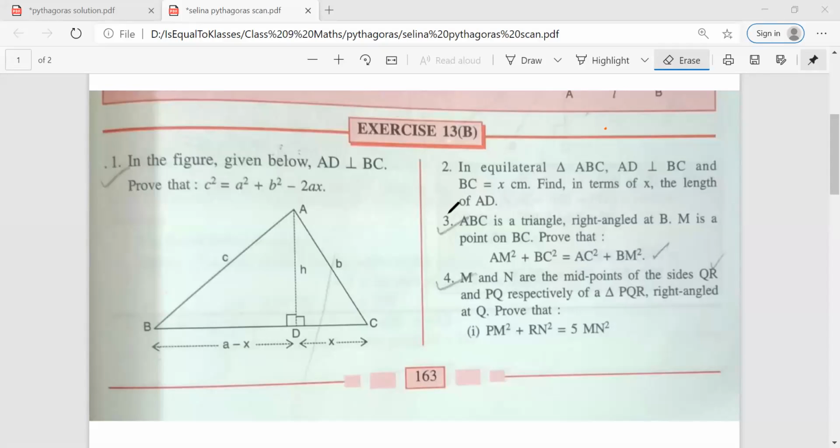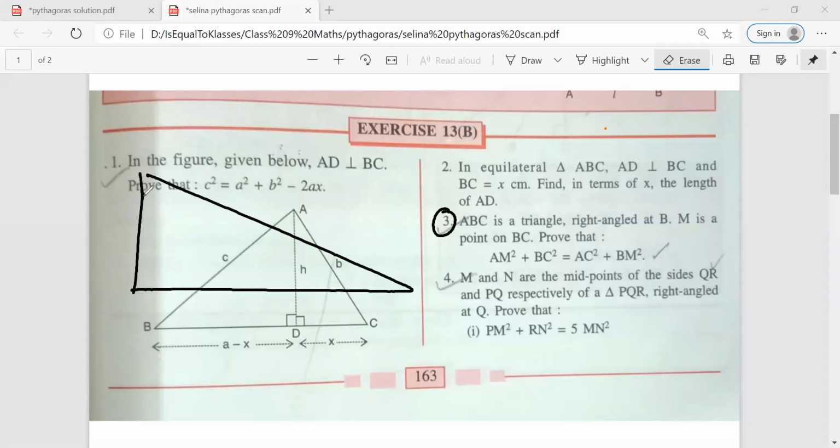In question number 3, Mr. Rudra, ABC is a triangle right angled at B. So always make a rough diagram before you start the question. ABC is a right angled triangle. Always take care where exactly it is right angled. It's right angled at B. M is a point on BC. It is not a midpoint. It is just a point. So I take any random point M on the side BC.